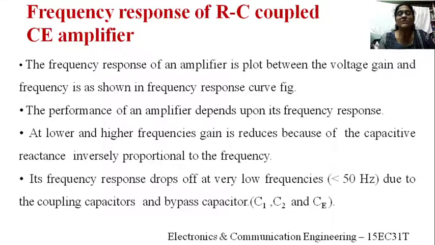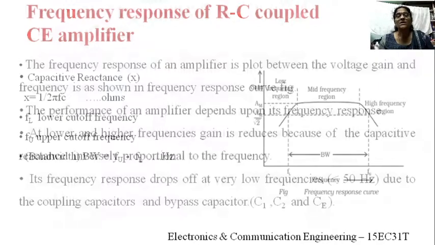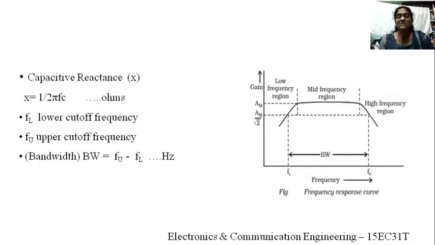At lower and higher frequencies, the gain is reduced because the capacitive reactance is inversely proportional to the frequency. You see here in the frequency response curve, what happens at the lower and higher frequencies: the gain is reducing there, right? So why? Because of the capacitive reactance. We know that in the RC coupled CE amplifier, we are using the coupling capacitor and the bypass capacitor.